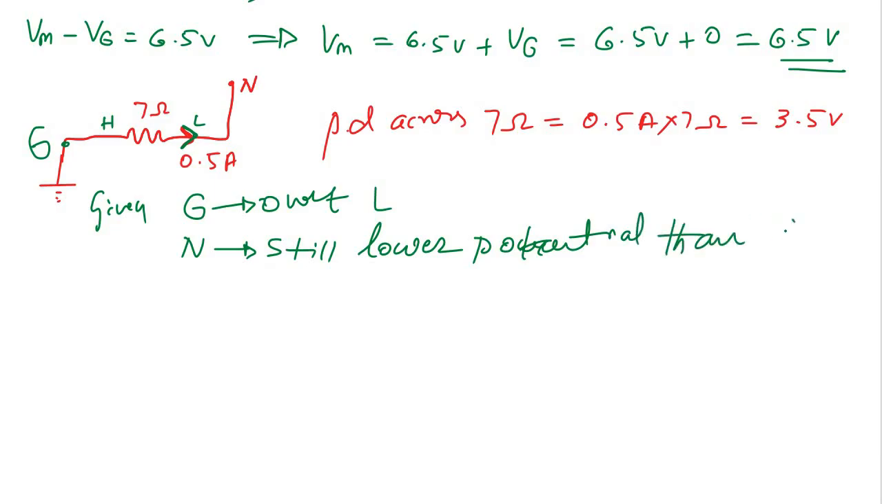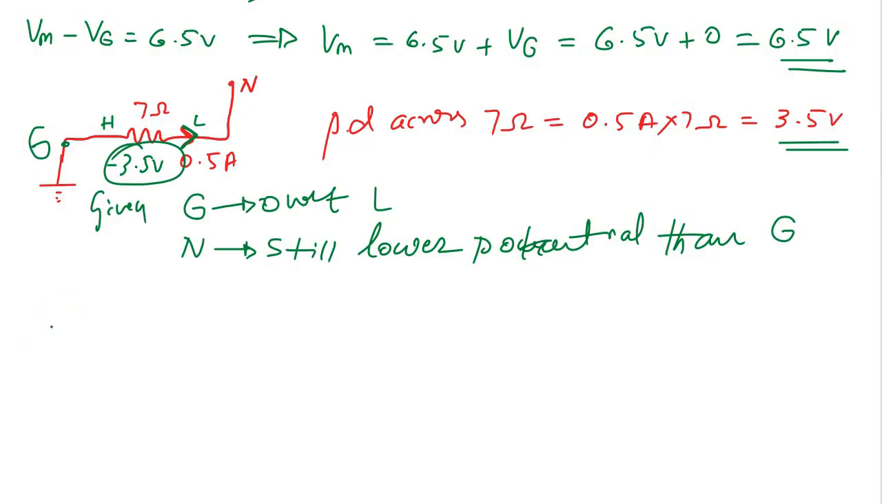Okay, so N is at a lower potential than G. That is why the potential difference 3.5 volt should be taken negative. 3.5 volt is treated negative with respect to N. So it is minus 3.5 according to the given drawing. So the potential difference across the 7 ohm is minus 3.5. Otherwise, we can simply consider 3.5. Let me say it later.